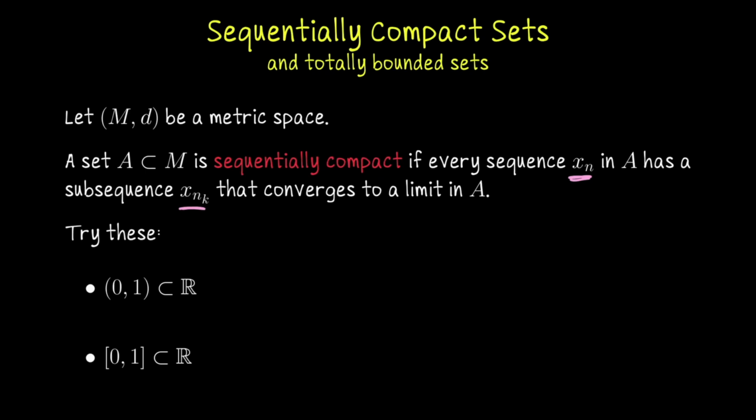So there's like two layers to this condition here. The first layer is that the subsequence must be convergent. And then the second layer is that it has to converge to a limit in A. So it's not enough to know that it converges. Its limit also must live in the set in question.